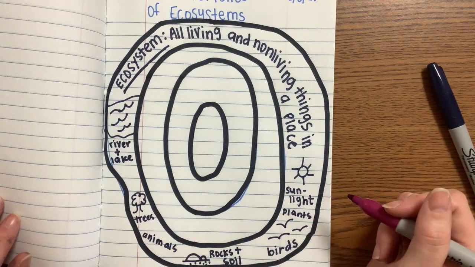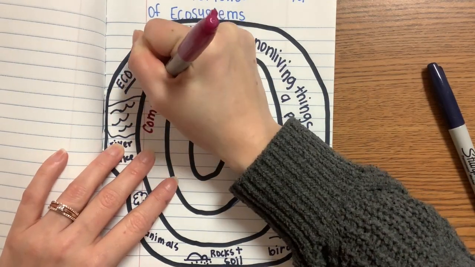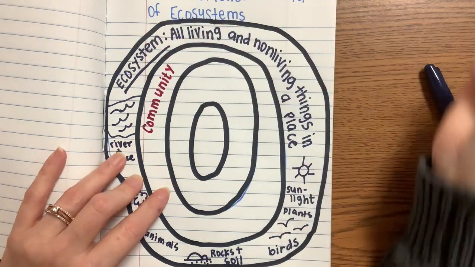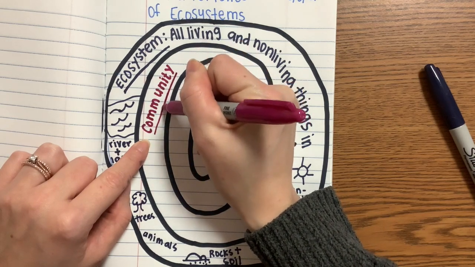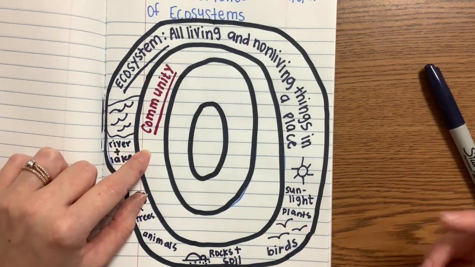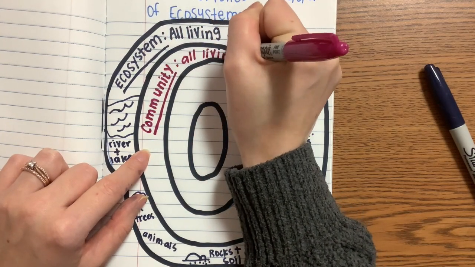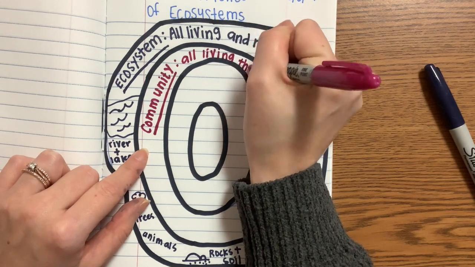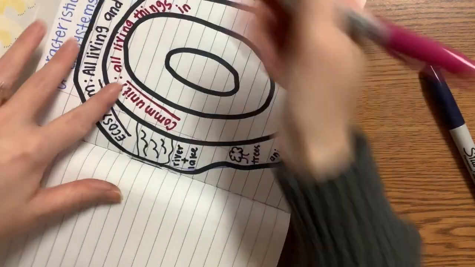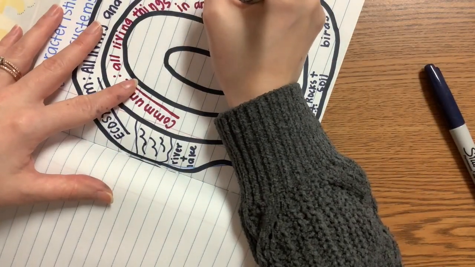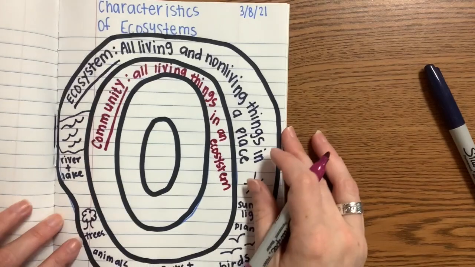All right, next is the word community. So first we have ecosystem, then it gets smaller and becomes a community. A community is all the living things in an ecosystem. Again, I have to turn my circle a little bit. Don't write too big. Your pages are bigger than mine, so hopefully it's easier for you.